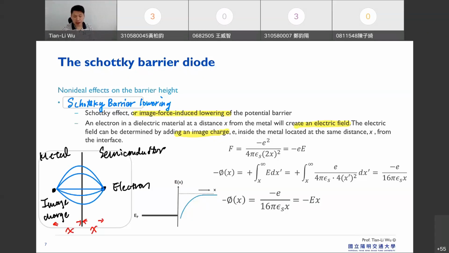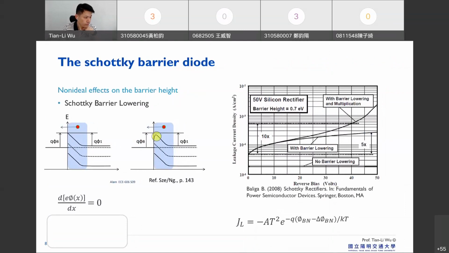So based on this type of electric field distribution, we can calculate the force here, and in the end this leads to these potential distributions. This one will give a certain effect because it will cause our Schottky barrier to be reduced. Ideally, we have previously drawn our ideal Schottky barrier shown here. But right now, because we create the image charges inside our semiconductor, this leads to the Schottky barrier lowering effect.